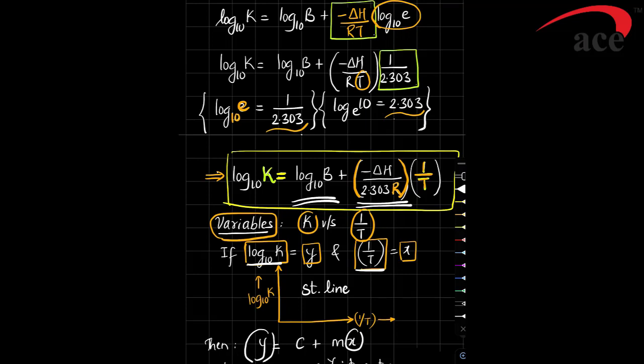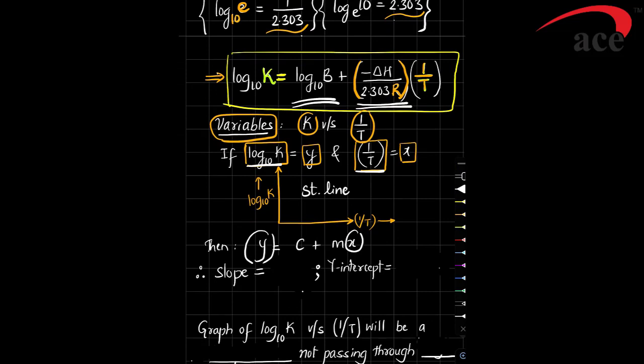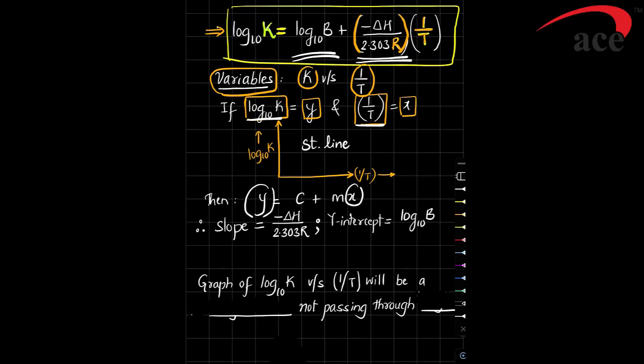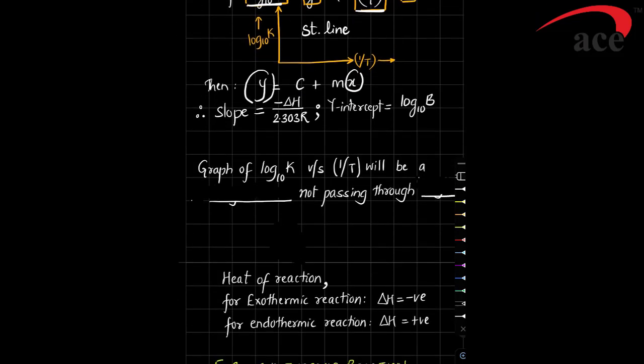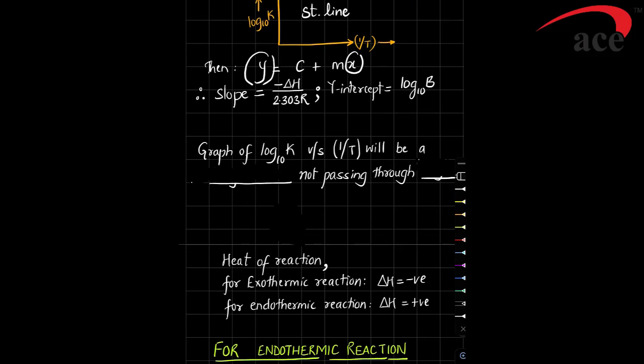That means if you plot a graph of log of K versus 1 by T, it will be a straight line. In this straight line, the slope will be minus delta H by 2.303 R, and the y-intercept will be log of B to the base 10. The graph will be a straight line not passing through origin.